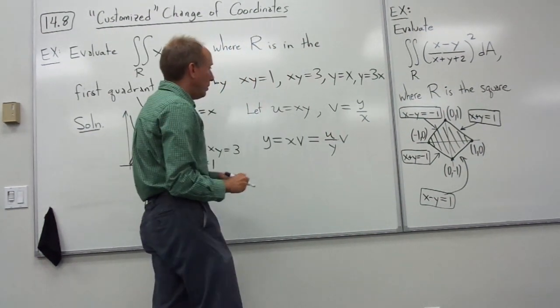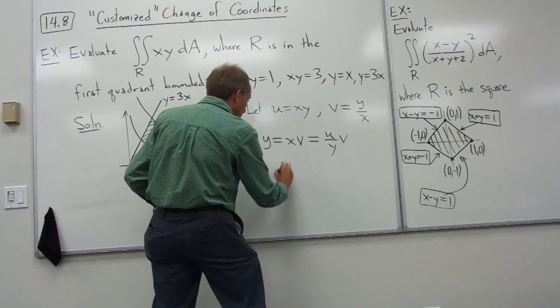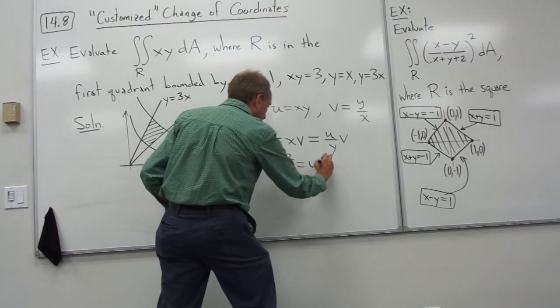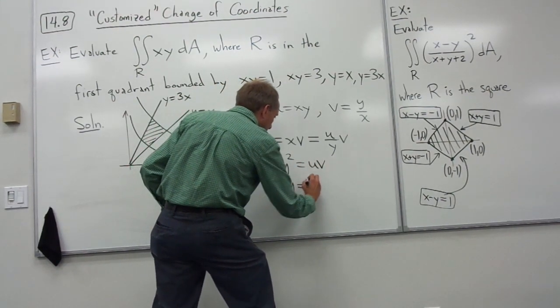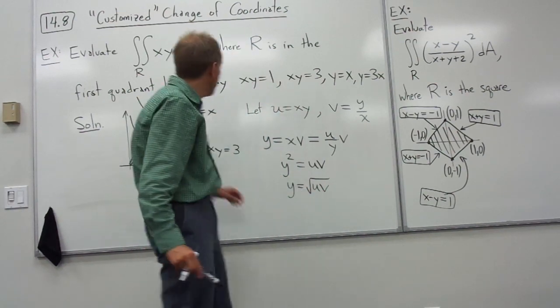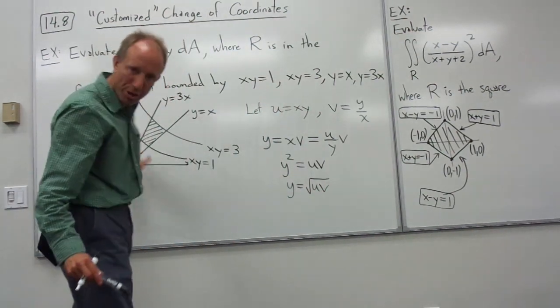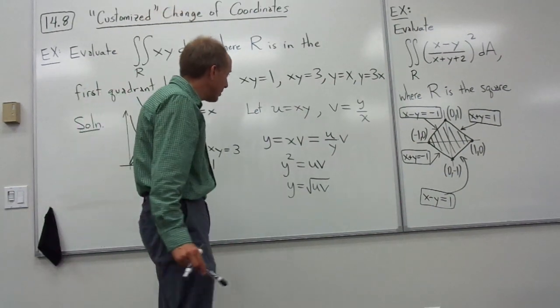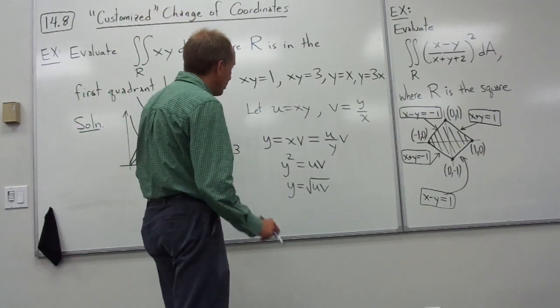So actually what will happen is y squared will equal uv. So y is going to be the square root of uv. And it's just positive square root because remember, everything is in the first quadrant here. So everything is positive. So this would be what y is equal to.